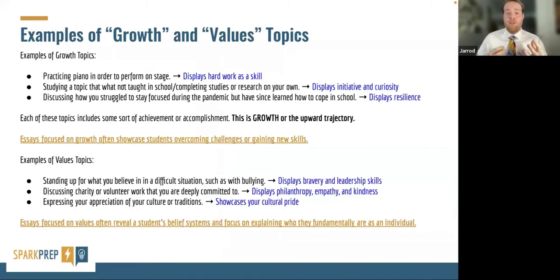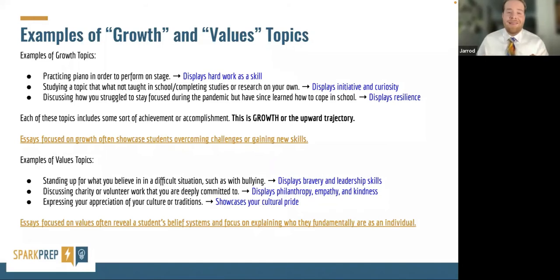So now that we have a little bit more of an understanding of growth versus values, let's look at some possible example topics or subjects that we can discuss in these types of essays. One of them being, in terms of growth topics, practicing piano in order to perform on stage. This displays your hard work as a skill. Again, that upward trajectory. Studying a topic that was not taught in school or completing studies or research on your own. This shows your initiative and your curiosity as an individual. Discussing how you struggled to stay focused during the pandemic, but have since learned how to cope in school. This shows your resilience. These are different forms of growth topics that basically show you have had some achievement or some accomplishment. This is growth, or again, that upward trajectory towards success.